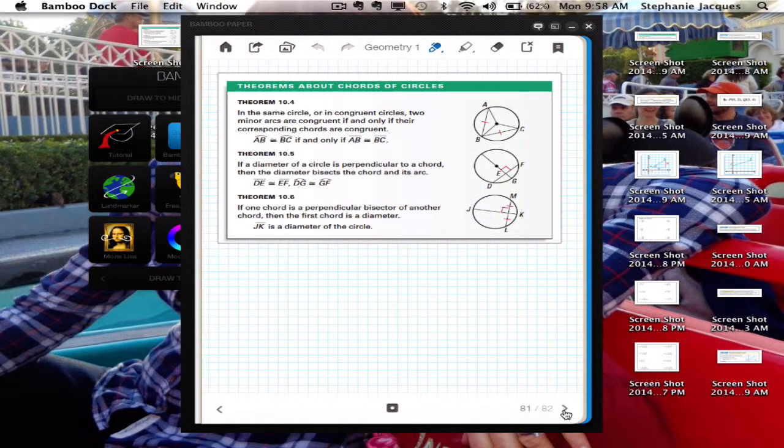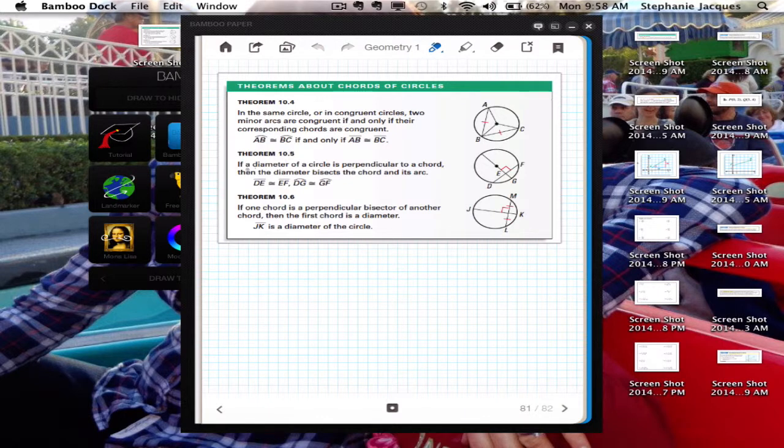Okay, let's look at some theorems. Theorem 10.4: in the same circle or in congruent circles, two minor arcs are congruent if and only if their corresponding chords are congruent. So we have AB, we have this arc here, and we have BC. The only way they are congruent is if BC is equal to AB, and in this case it is. Those are chords. They're not the diameter or the radius. They're going from one point of a circle to the next without passing through the center.